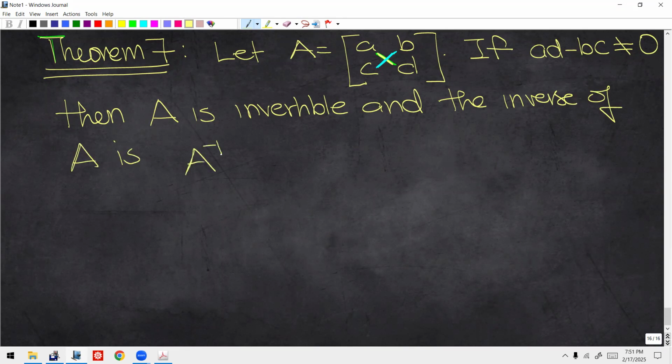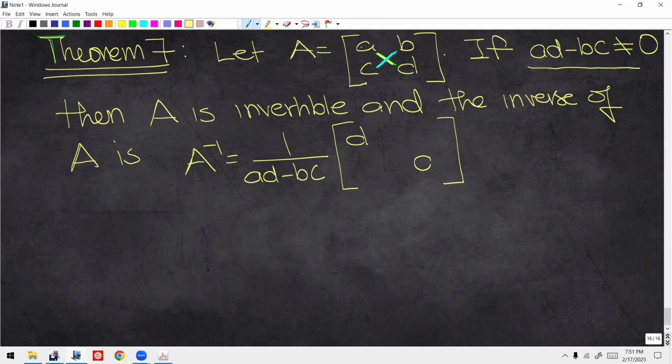A inverse is going to be 1 over AD minus BC, that's this thing that we just found, times, you're going to swap the main diagonal. So this main diagonal you're going to swap, so you're going to get D and an A, and then you're going to multiply the other diagonal by a negative, minus B, minus C.